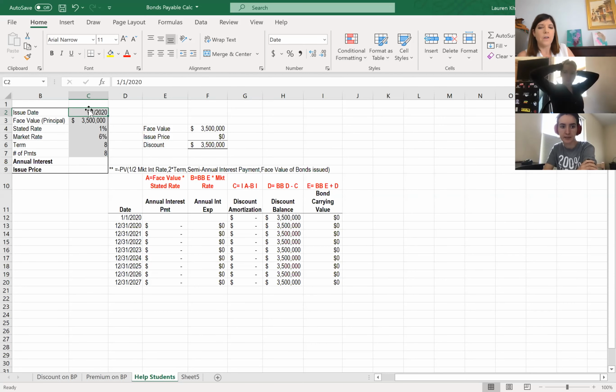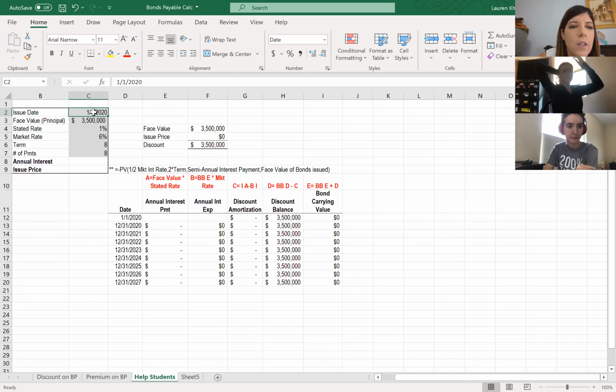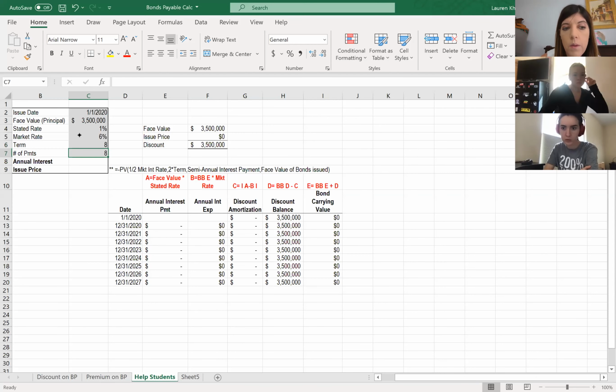Thank you. So the issue date was 1/1/2020. I just put 2020 because I like the years, not year one, etc. Face value of the bonds issued was 3.5 million. Stated rate was 1%. Market interest rate was 6%. The term is 8 years. And because we pay interest annually, the number of payments is 8, not 16.